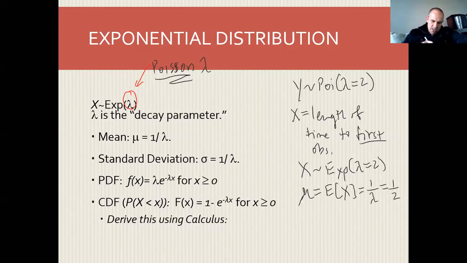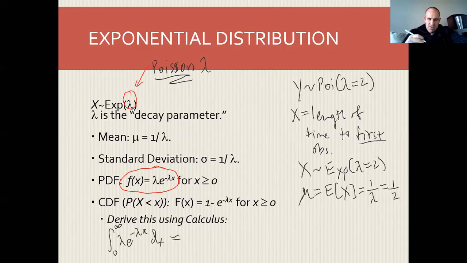So here's the PDF sitting right here. You see it's only for x equal to or greater than 0, and it's 0 before that. Why in the world does that thing integrate to 1? Well, let's take a look. I'll write that down here because this will help you remember some things from calculus. If I integrate from 0 to infinity, lambda e to the minus lambda x dx, what is that?